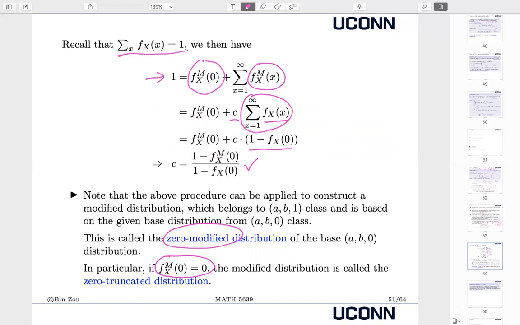That's maybe what we observe from reality: zero does not happen in some applications, so we truncate. So that's the meaning of zero truncated. Zero truncated is a special case of zero modified with the modification being zero, right? Of course, we can try a different modification.